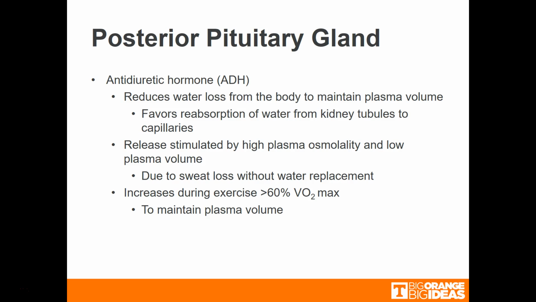So when plasma volume is low, that will affect the ability to get oxygen and nutrients to the muscles. It'll have an impact on heart rate, where heart rate's going to be increased. We'll talk more about those effects when we get to the cardiovascular system. And so the way that the antidiuretic hormone works is that it favors reabsorption of water from the kidneys. So as the blood is being filtered through the kidneys, the ADH hormone will lead to an increased reabsorption of that fluid so that you can maintain your plasma volume.